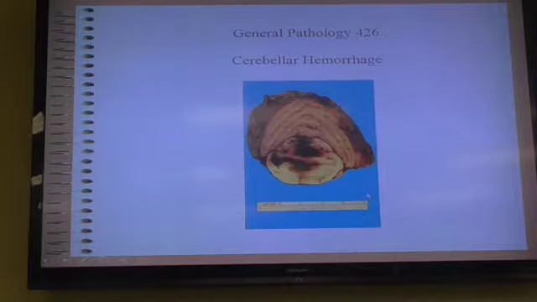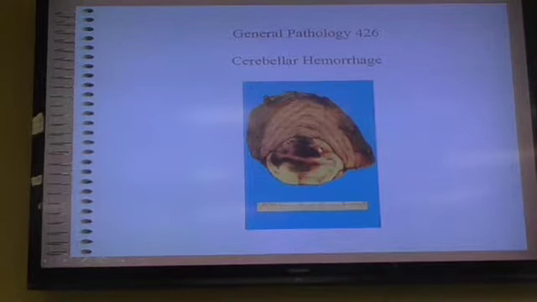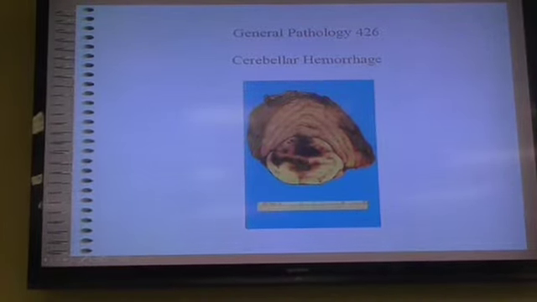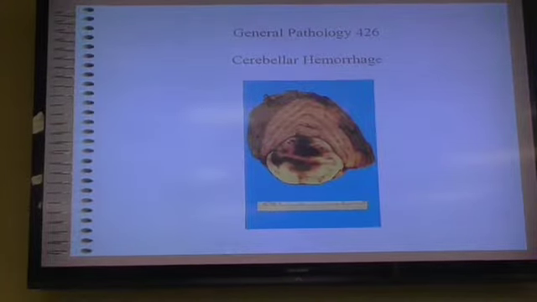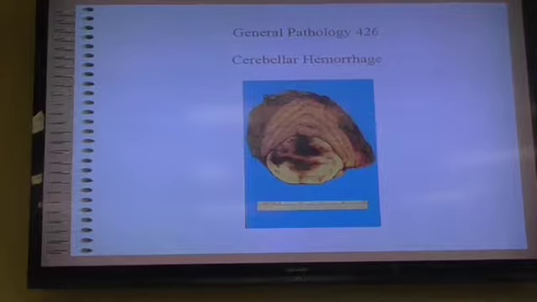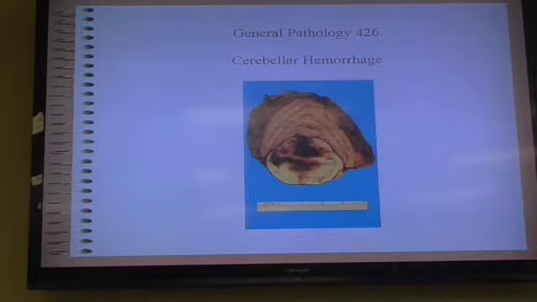This is from a human. Anybody know what part of the brain that is? That's the cerebellum. And the brainstem is right under the cerebellum, and that's got hemorrhage. Why is that so fatal? That's because that's where all of our what? Vasomotor center, respiratory center, all of that is in the medulla, right underneath the cerebellum.